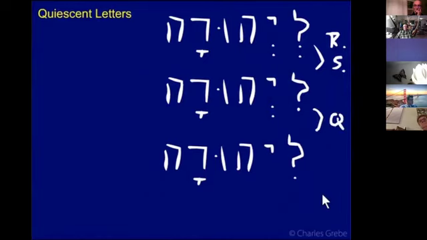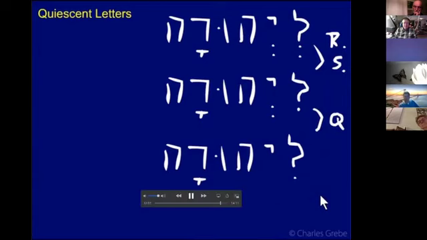So this is quiescence. And we don't have any compensatory lengthening as we did with the Aleph. So now we have Hiddik Yud. Before we just had Hiddik. And the Yud now is part of the vowel, Hiddik Yud, as opposed to functioning as a consonant, which it was with the word by itself, Yehuda. So there's an example of quiescence with the letter Yud. Now Aleph will quiesce.